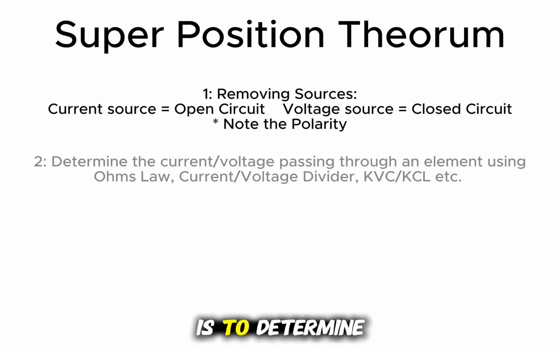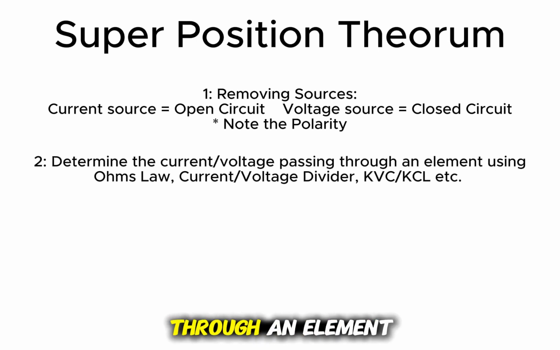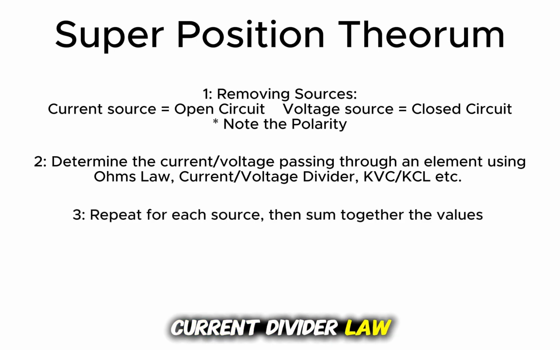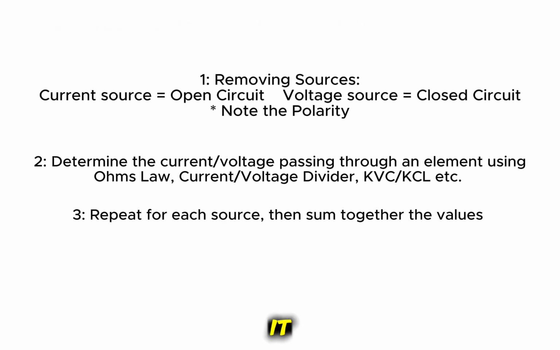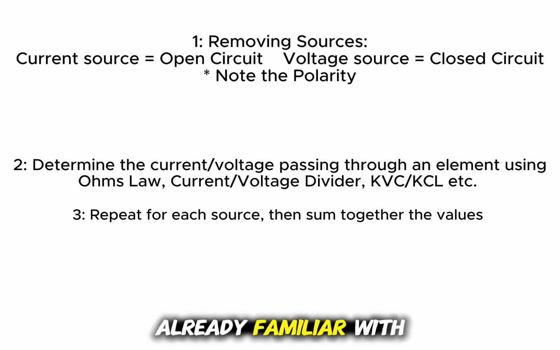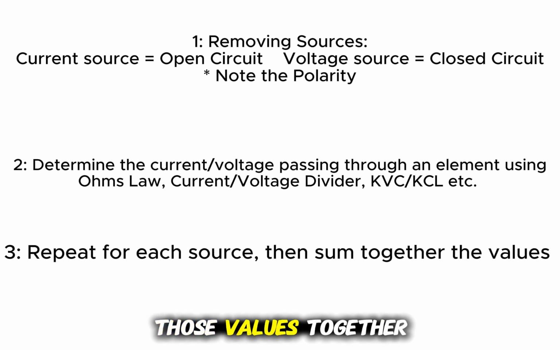The next step is to determine the amount of current or voltage passing through an element, and this can be done through Ohm's law or voltage or current divider law. You can then repeat this for each source and then sum the current or voltages together. And that's essentially it. Removing the sources to simplify the circuit, then using concepts we're already familiar with like Ohm's law and current divider law, and then summing those values together. It's pretty simple, right? Now let's try an example.